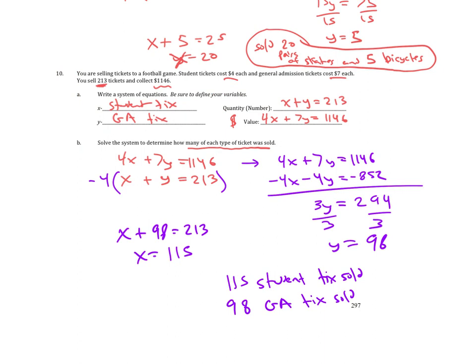All right, 115 student tickets, 98 general admission tickets. Check your work here, and then just make sure when we do these word problems, you've got to set up a little sentence answer to answer them in the context of the problem.